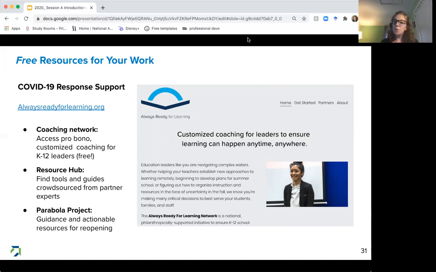We've also got a resource hub of resources that all of our experts have crowdsourced together as the best that they think are out there to support your work. And then finally, we have the Parabola Project, which offers guidance and actionable resources for reopening, seeking to maximize learning while minimizing risk in partnership with our healthcare partner, Ariadne Labs.